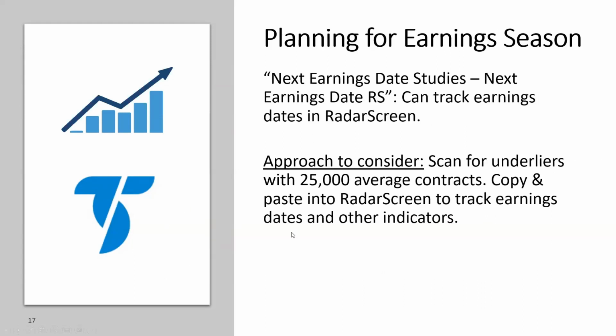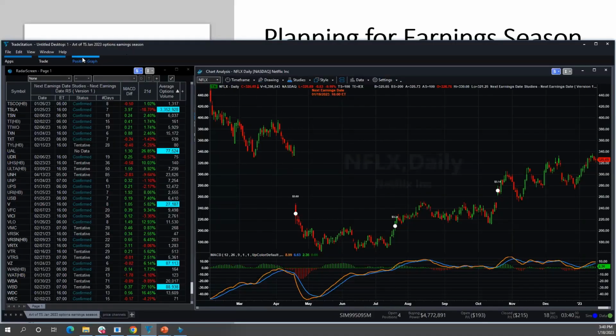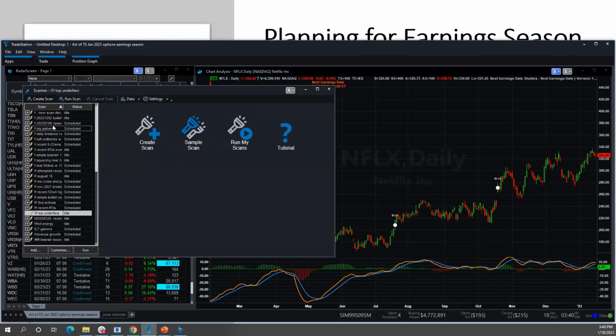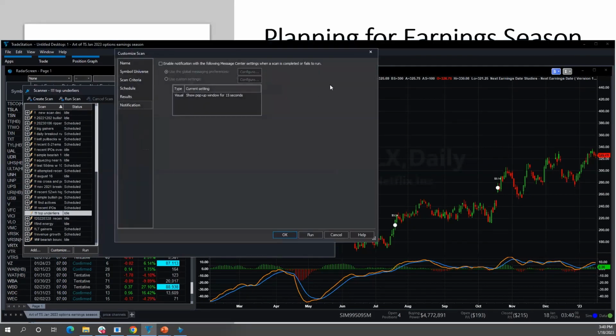Okay. So, like I had said, there is this study that we've talked about in previous webinars called Next Earnings Date, RS. And then I already explained this idea of scanning for stocks that have 25,000 contracts. You can then copy and paste that from Scanner into Radar Screen. Let's go back over here and actually just quickly look at our scanner. Top underliers. Wait a second.